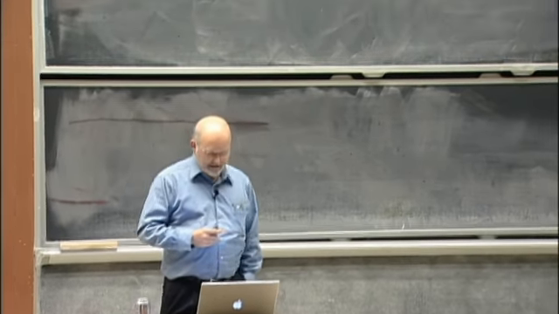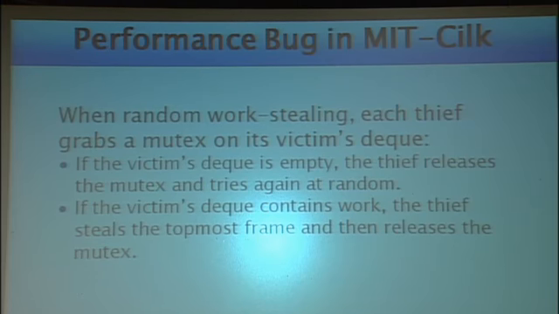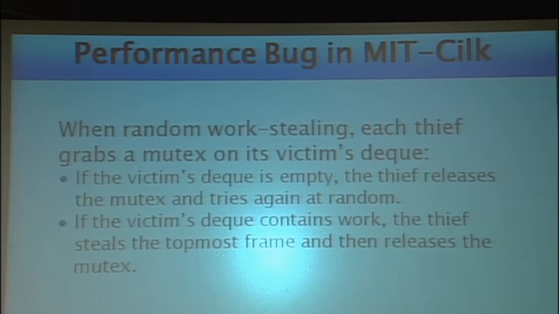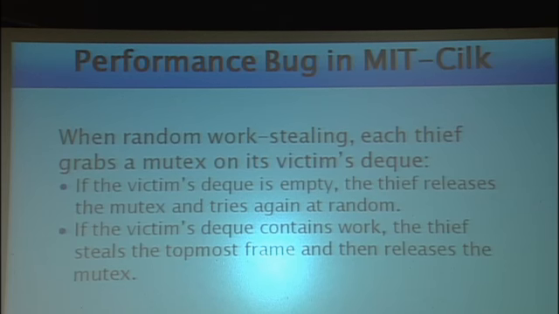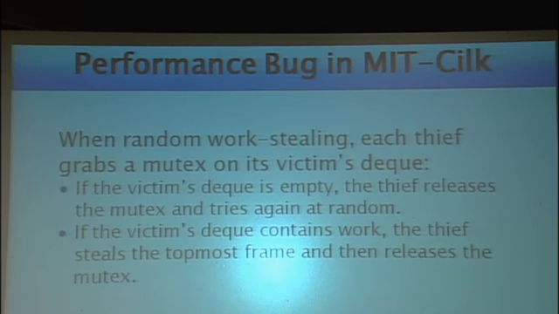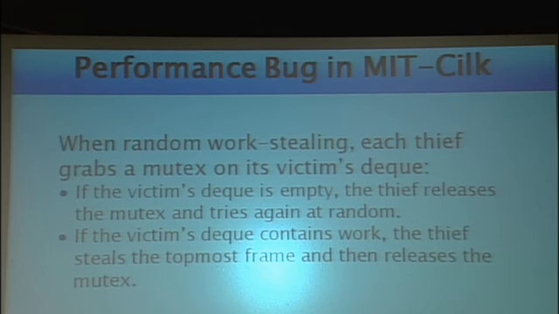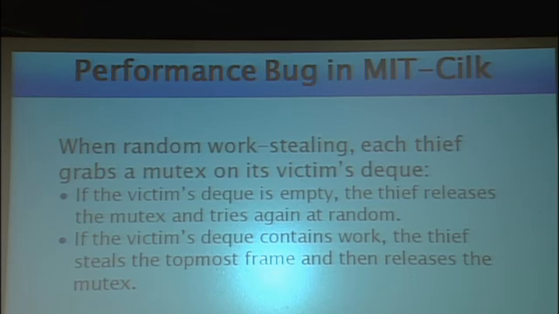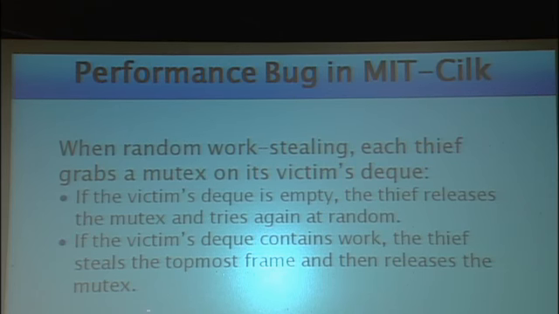So here's the idea. We're using random work stealing where each thief grabs a mutex on its victim's deque. So in order to steal from a victim, it grabs a mutex on the victim. And now, once it's got the mutex, it is in a position to migrate the work that's on that victim, to actually steal the work. And you want to do that atomically. You don't want two guys getting in there trying to steal from each other. Okay? So if the victim's deque is empty, the thief releases the mutex and tries again at random. That makes sense. If there's nothing there to be stolen, then just release the mutex and move on. If the victim's deque contains work, the thief steals the topmost frame and then releases the mutex.